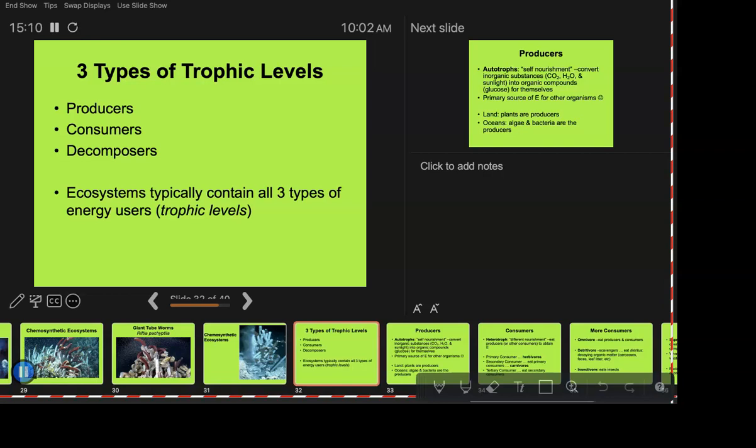The consumer obviously consumes, right? Again, there's levels to that. We talked about, and this is where herbivore, carnivore, and omnivore come in, actually, because those are three types of consumerism, if you would. Allow me to conjugate as such.